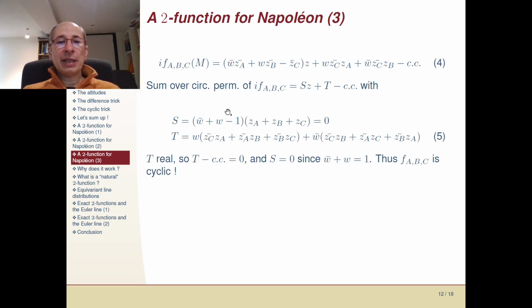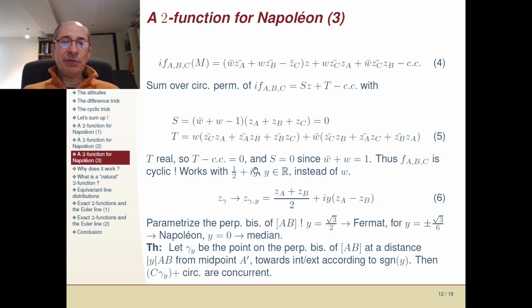So we know that the Fermat lines will be concurrent by our trivial lemma number 1. And we can observe that this works just because of this fact: W plus W bar equals 1, which allows us to make S vanish. So this is the only condition we need. So we don't really need that W is exactly the exponential of I times pi over 3. In fact, you can replace W with any complex number with real part 1/2. So any complex number of this form, 1/2 plus iy, with y any real number.